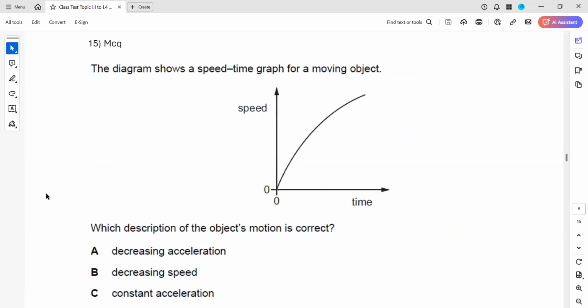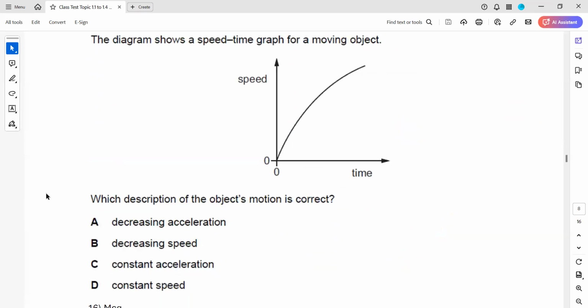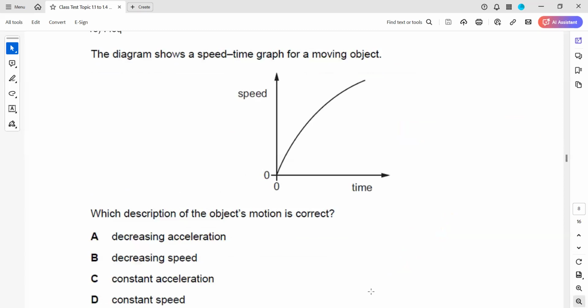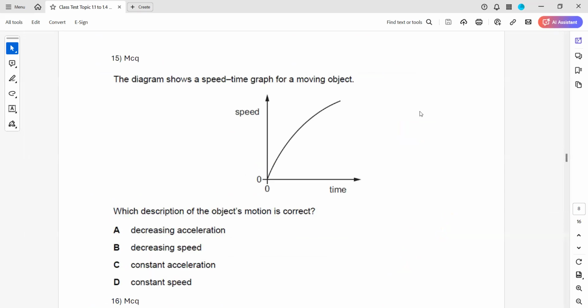The diagram shows a speed time graph for a moving object. In a speed time graph, the slope represents the acceleration. So if the slope is decreasing, it means the acceleration is decreasing. So this is a decreasing acceleration. If it was a decreasing speed, the graph will go down. If it was a constant acceleration, it will be a straight line. If it is a constant speed, it will be a horizontal line.